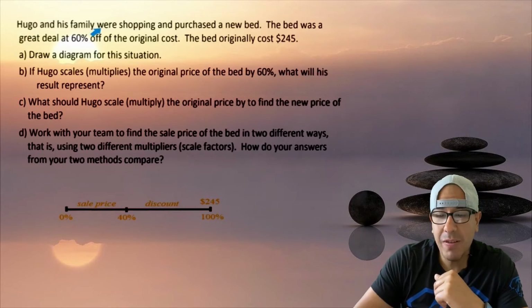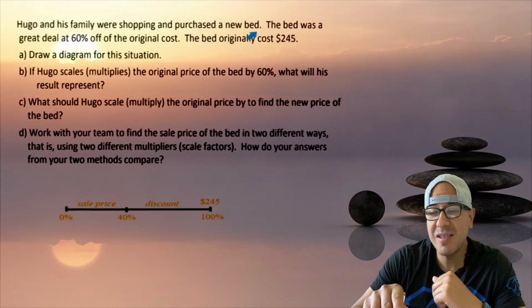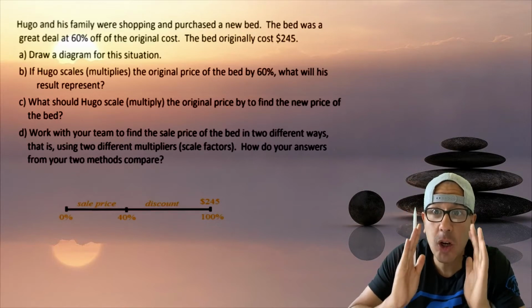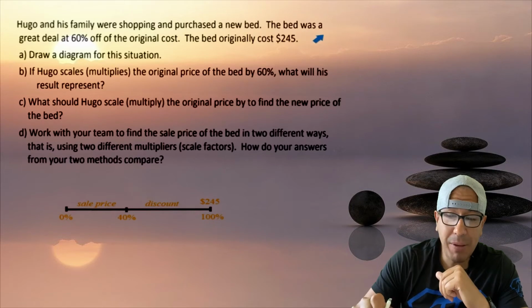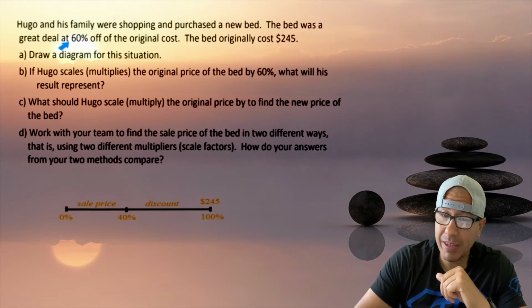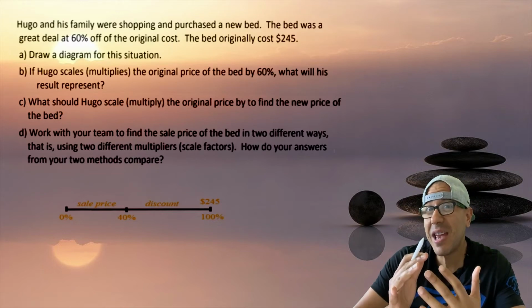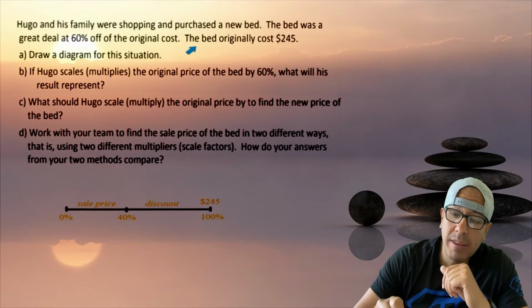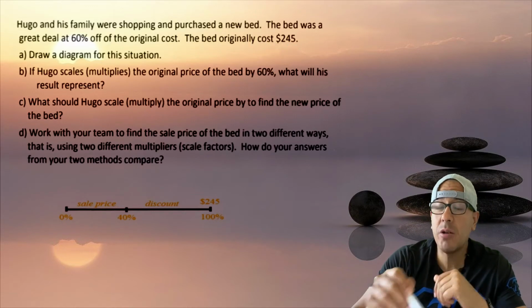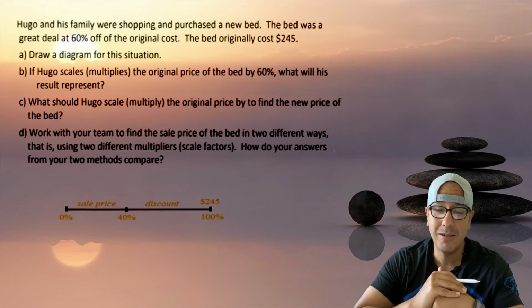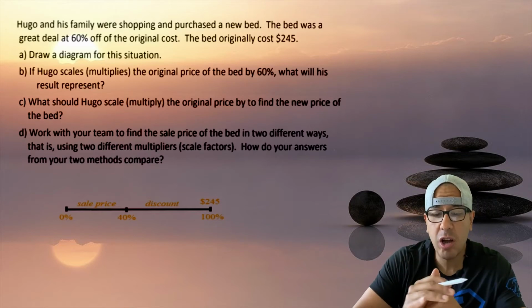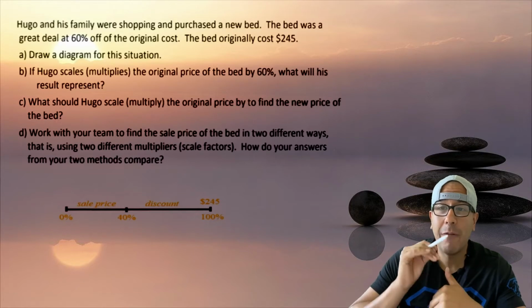So Hugo and his family were shopping and purchased a new bed. Was it a water bed? We do not know. All right, the bed was a great deal at 60% off the original cost. Was it a Tempur-Pedic? Again, we do not know. All right. The bed originally cost $245. All right. So part A, we're going to go ahead and draw a diagram for this situation.